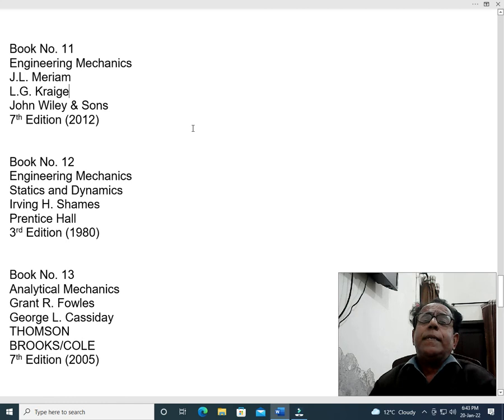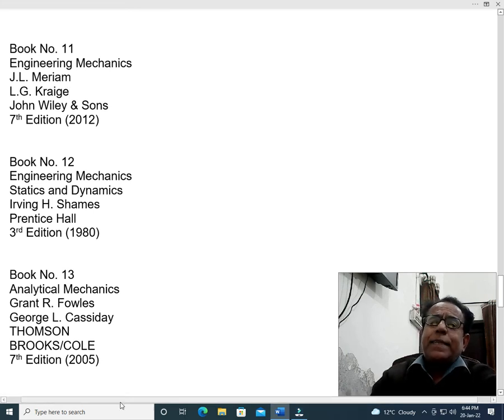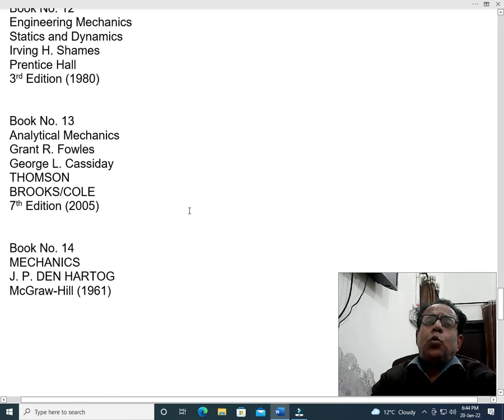Book number 13, Analytical Mechanics. Its authors are Grant R. Fowles and George L. Cassidy. Its publisher is Thomson Brooks/Cole, and its seventh edition 2005 will be followed.